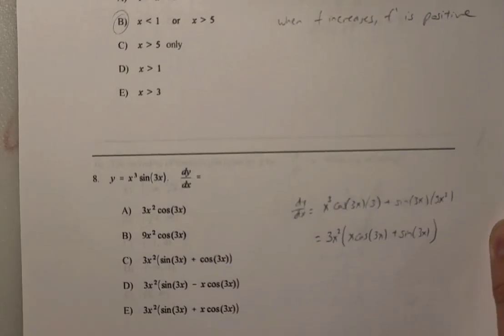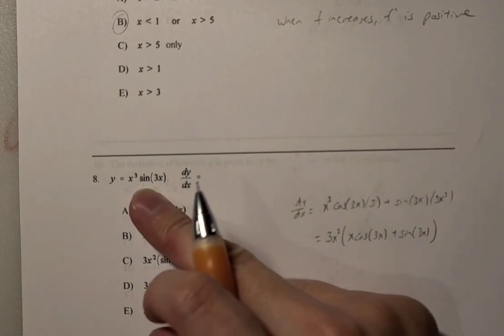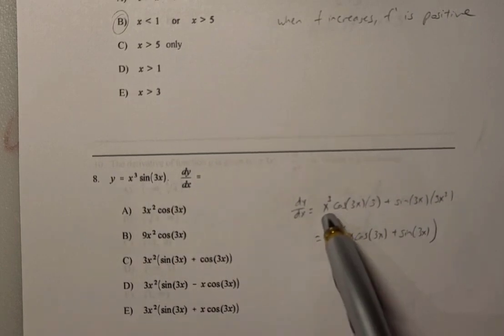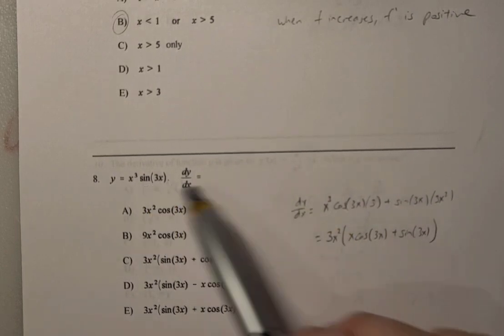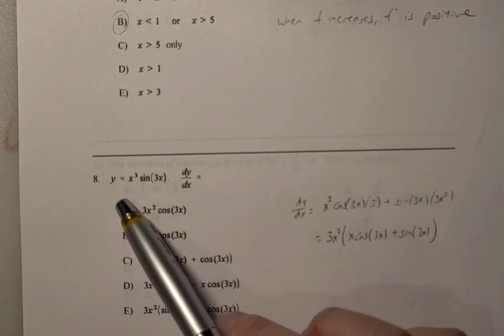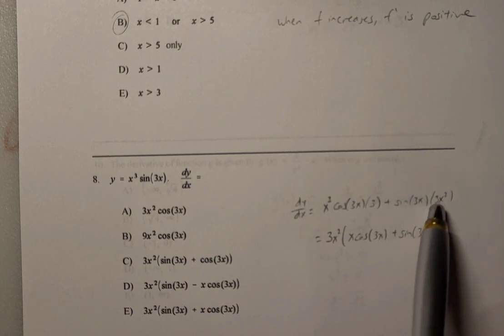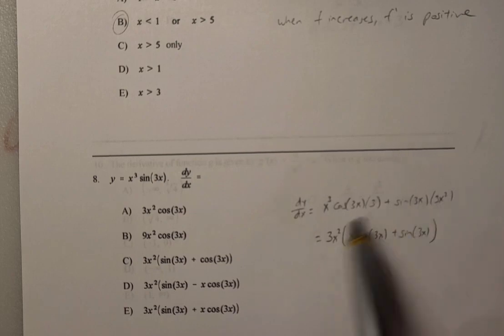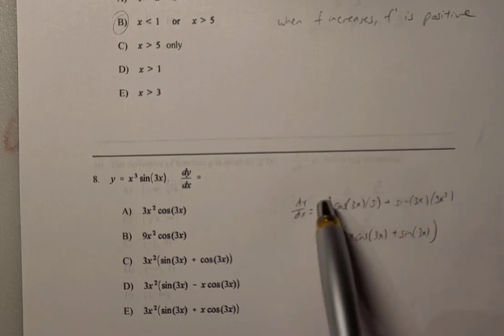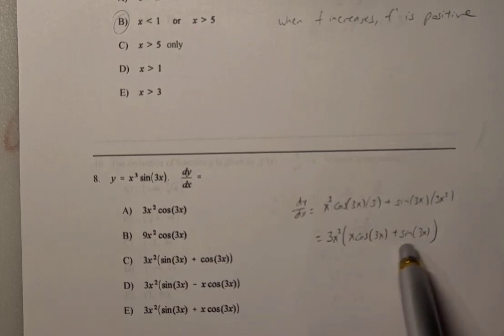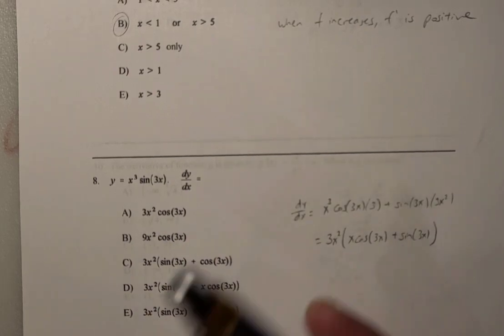Here, we just want to find the derivative of this. Product rule, not hard: first d second plus second d first. The first is x cubed. The derivative of the second, sine 3x, is cosine 3x times 3 by the chain rule. Plus the second times the derivative of the first, x cubed, which is 3x squared. And then we just simplify. I see that we can factor out 3x squared from both terms. If we do that, we still have one factor of x left because it's x cubed. So it's x cosine 3x plus sine of 3x. So that looks like choice E.